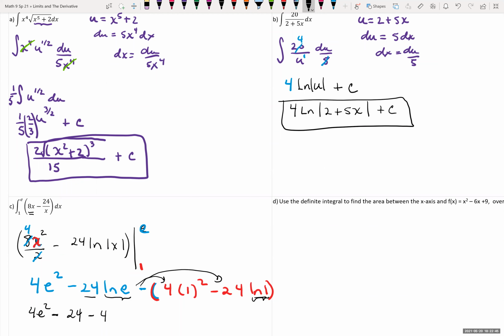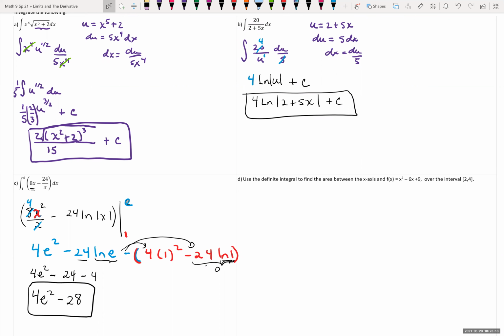And part D, it says use the definite integral to find the area between the x-axis and f of x equals x squared minus 6x plus 9 on the interval from 2 to 4. So we need to think about what this graph looks like, because it says find the area, and we want to make sure that this graph of f of x is above the x-axis the whole time. I know that this graph, and again, I'm just using some bits of my algebra, but I could be using calculus to do this, is a parabola. I know my coefficient in front of x squared is 1, so my parabola faces upwards.